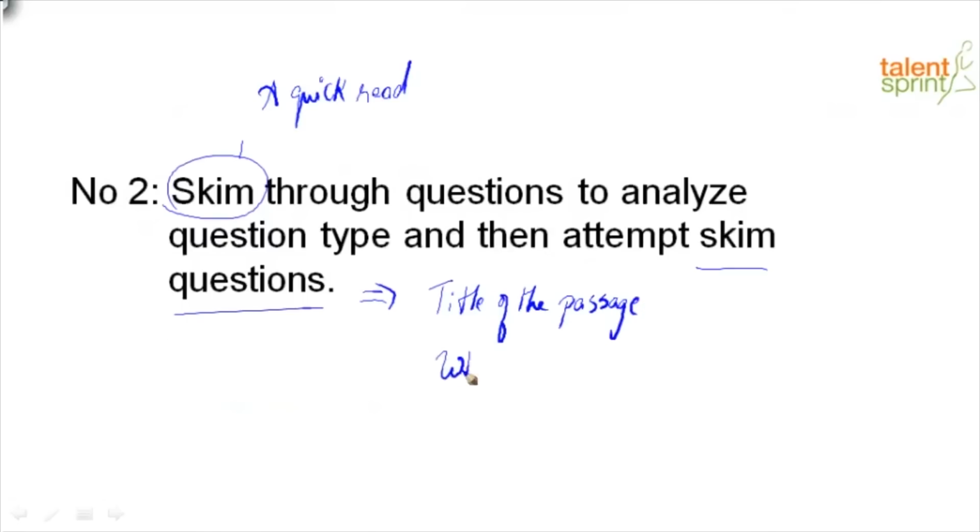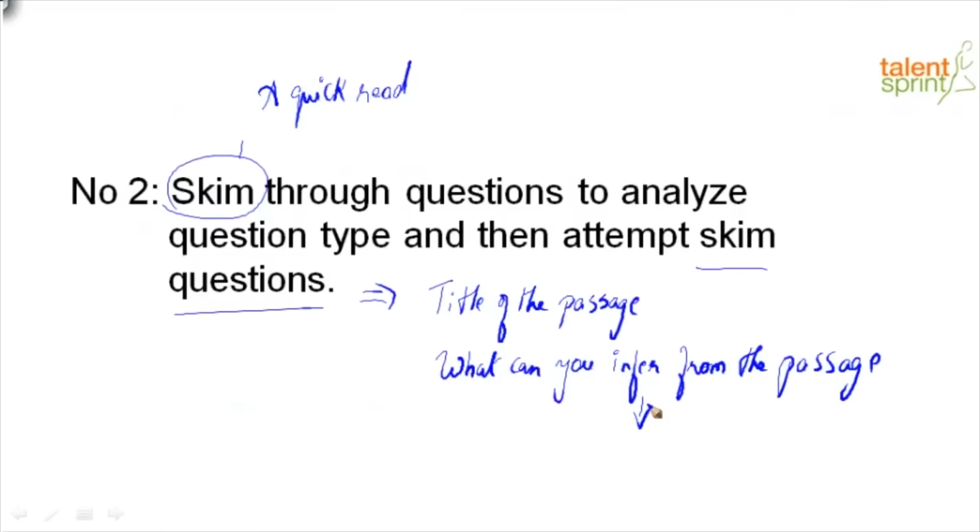Or what can you infer from the passage? You have some 5-6 options. What can you infer? I hope you understand the meaning of infer. So when I say infer, I'm saying, okay, there is some information given in the passage. Based on that, what is your conclusion? Which option is correct? So what can you infer from the passage?